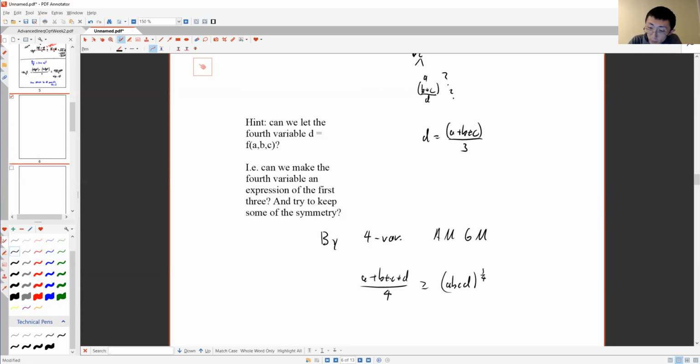And so, this is true for all positive reals, right? All non-negative reals A, B, C, D. So in particular, it's true when D is the average of the first three variables. So we can let D equal the average of the first three variables. It should be true in this very specific case if it's true for all A, B, C, D that are non-negative. Okay. So this is now true.